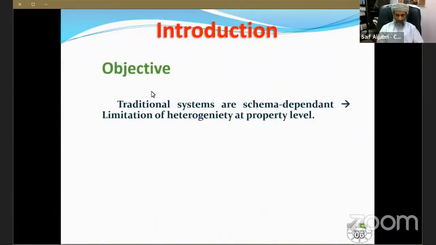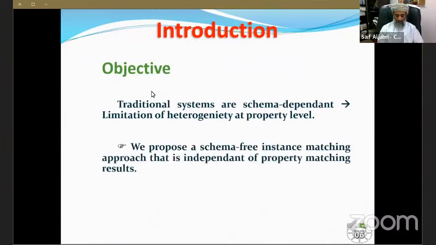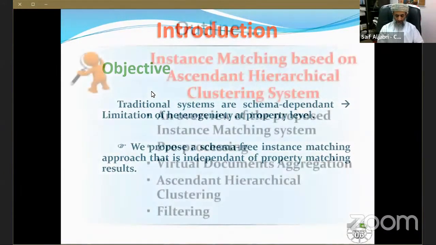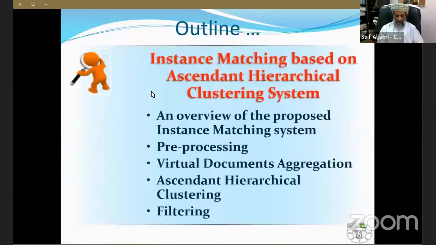Traditional systems for instance matching depend on the quality of property matching results, which are not always obvious for the web scenario. In this paper, we propose a schema-free instance matching approach that is independent of property matching results. We transform the instance matching problem to a clustering problem, and we solve it by an ascending hierarchical clustering algorithm. In the following, we detail the different steps of the proposed approach.